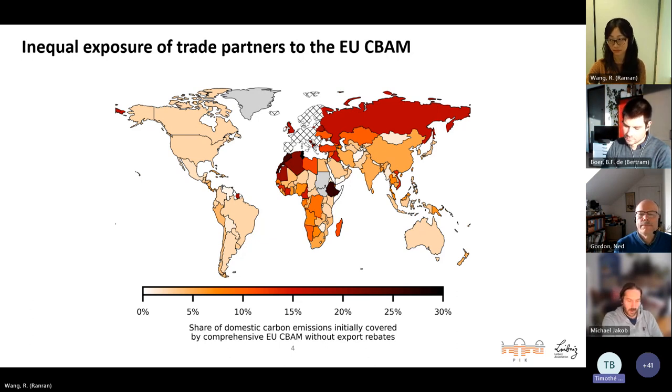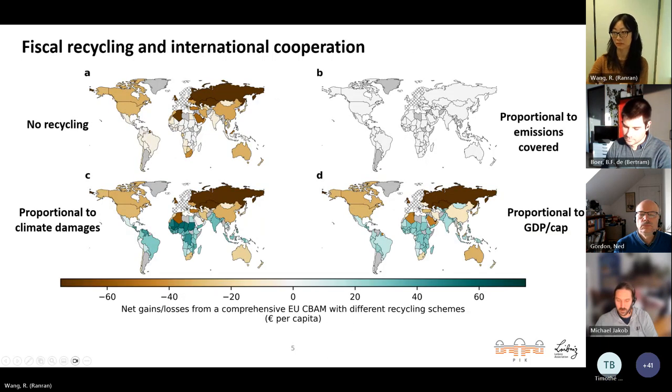And this is something that is raising some questions in terms of equity and in terms of cooperation against climate change. Next slide, please. So what we've done in this paper is to open a discussion on how we can use the fiscal revenue that is created by the EU CBAM to dampen a little bit the pressure on the most exposed countries.